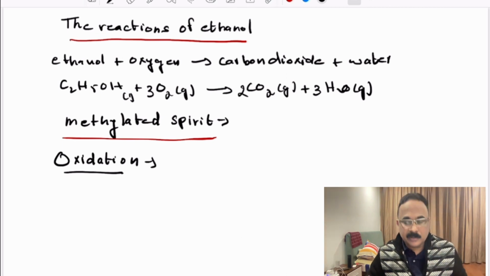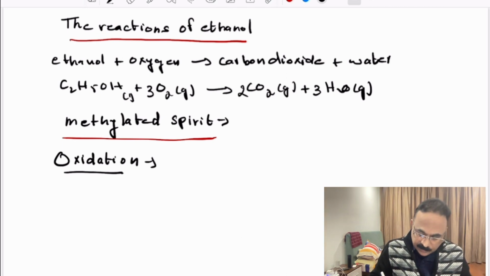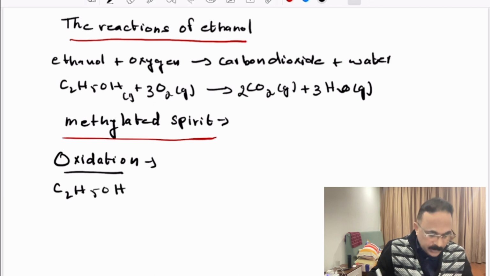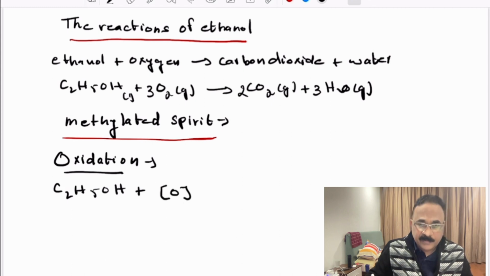So let's write down the equation. Oxidation of ethanol. So what is the formula? Ethanol, C2H5OH, plus we can write down nascent oxygen. From where does that oxygen come from? That comes from the oxidizing agent that we are using. We are adding a powerful oxidizing agent, warm acidified potassium manganate.